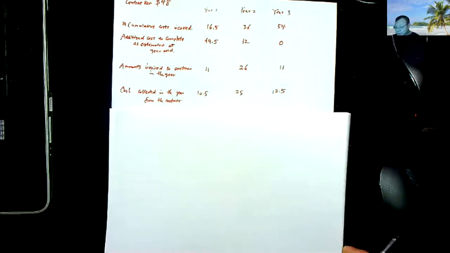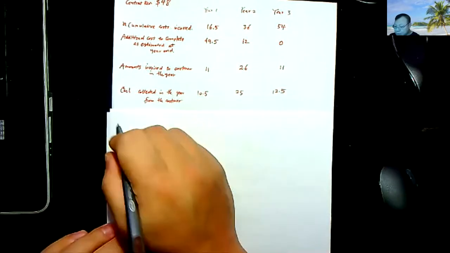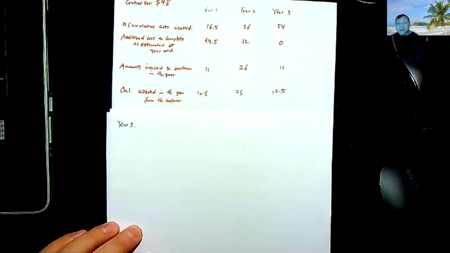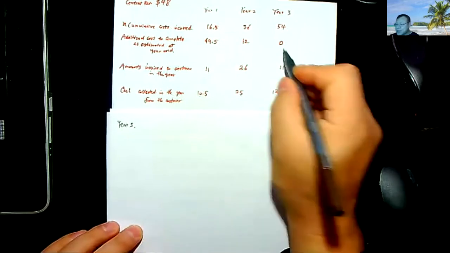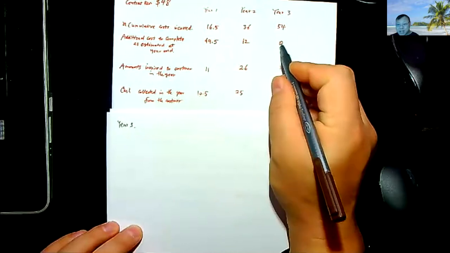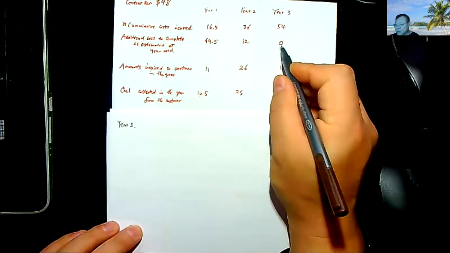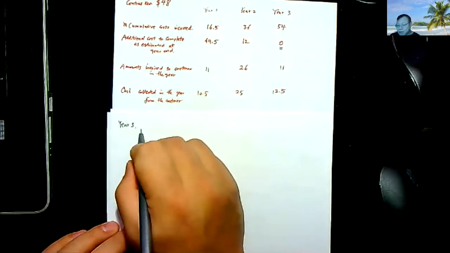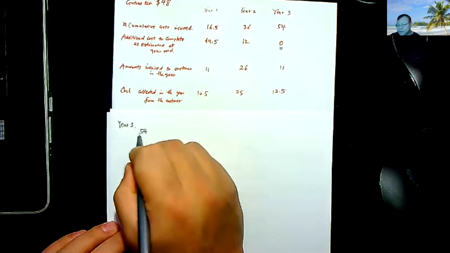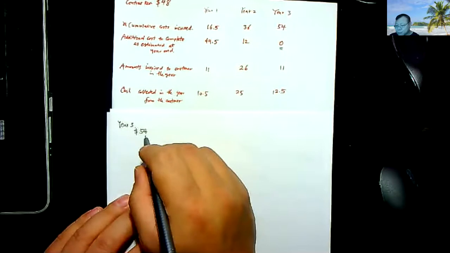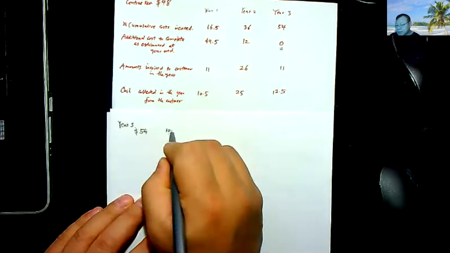Okay. So that's my year two, and year three. Year three, this is the last year. Completion. You can see that the additional cost to complete is 0. So that means no further cost needed. That's because the project is completed, right? So now you know the total cost is 54 million. So the percentage is 100% complete.